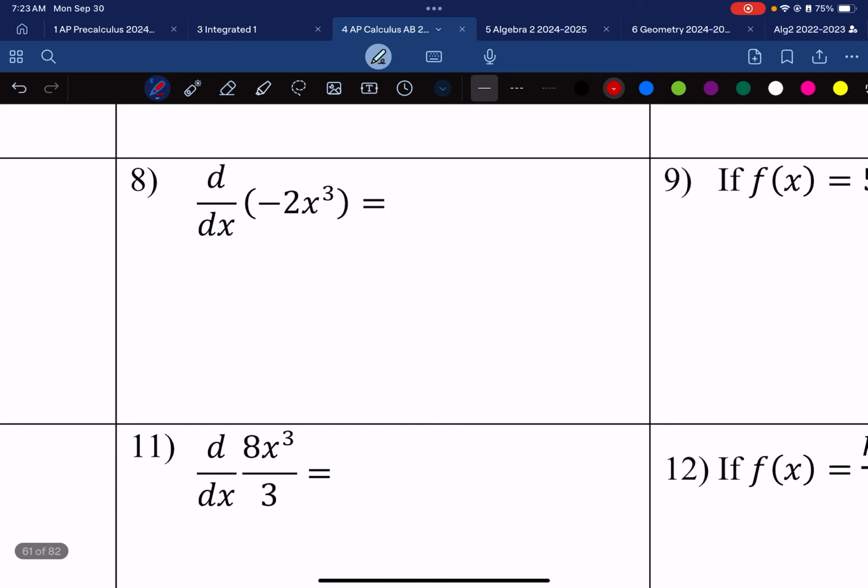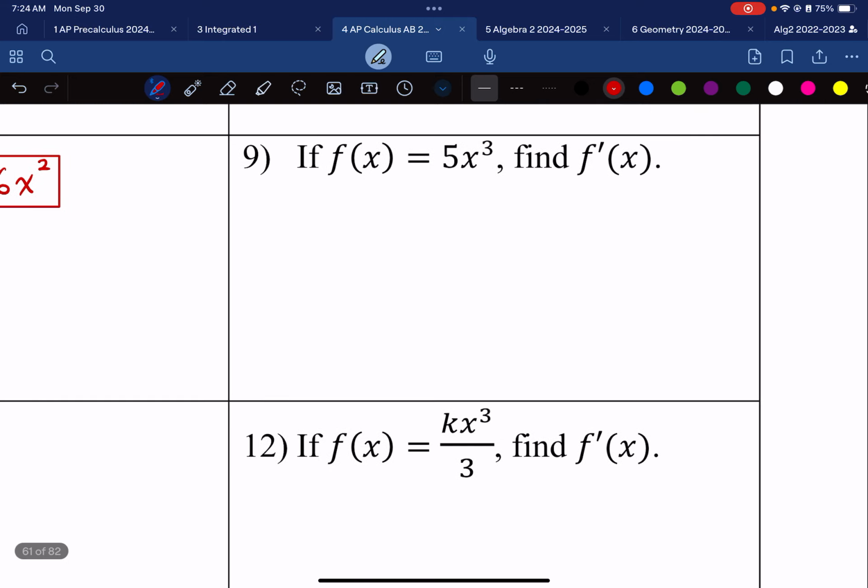In number 8, again, we're going to say that the 3 comes down in front. 3 times a negative 2 is a negative 6. So we can say a negative 6 x to the power of, and it goes down a power from 3 to 2. For my final answer, negative 6x squared.